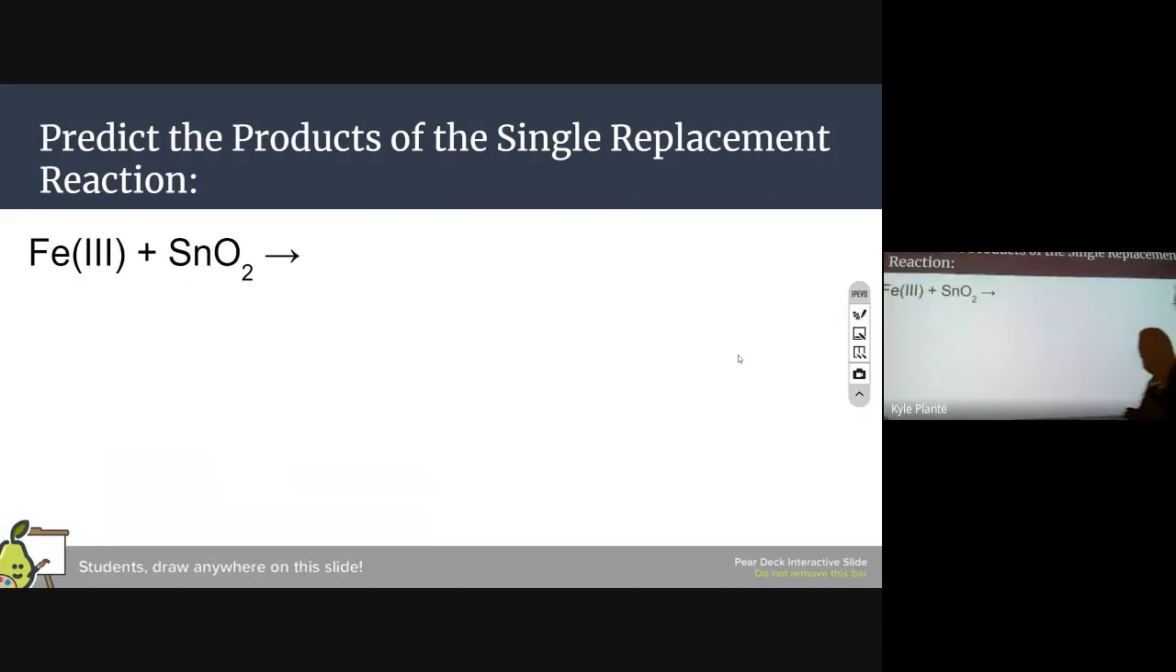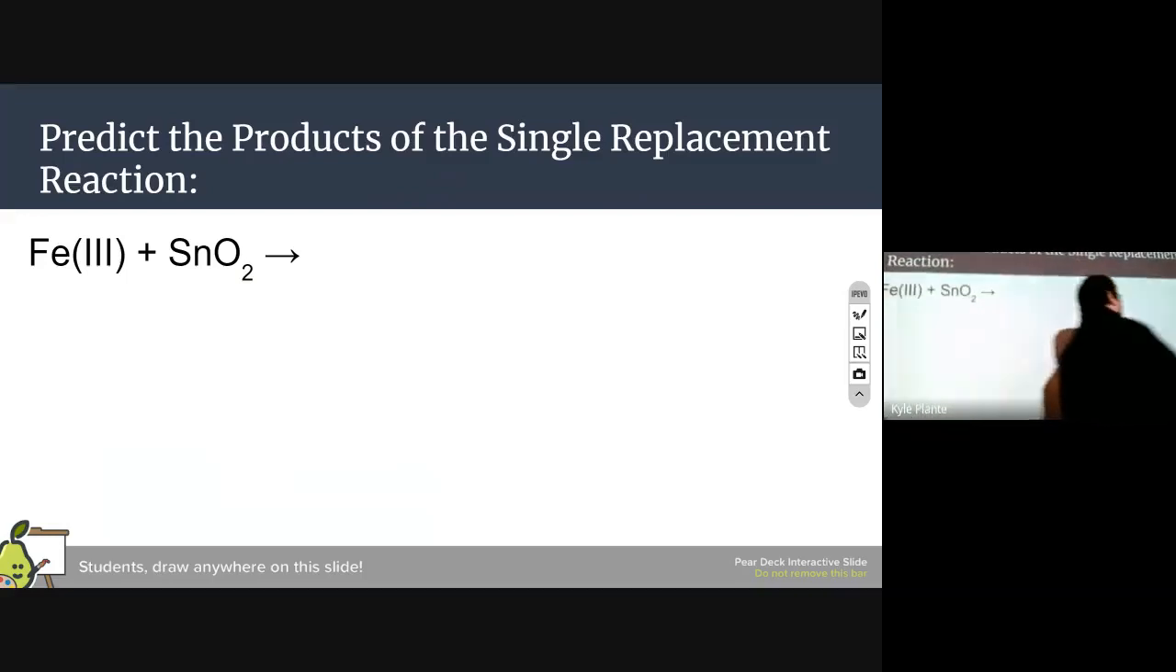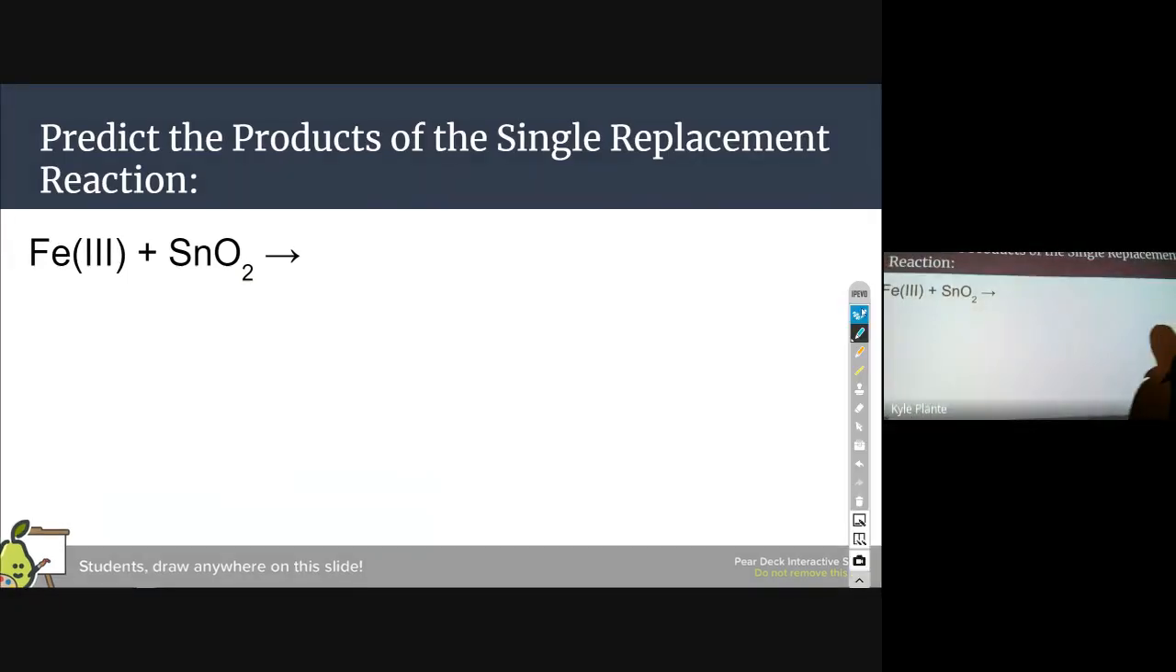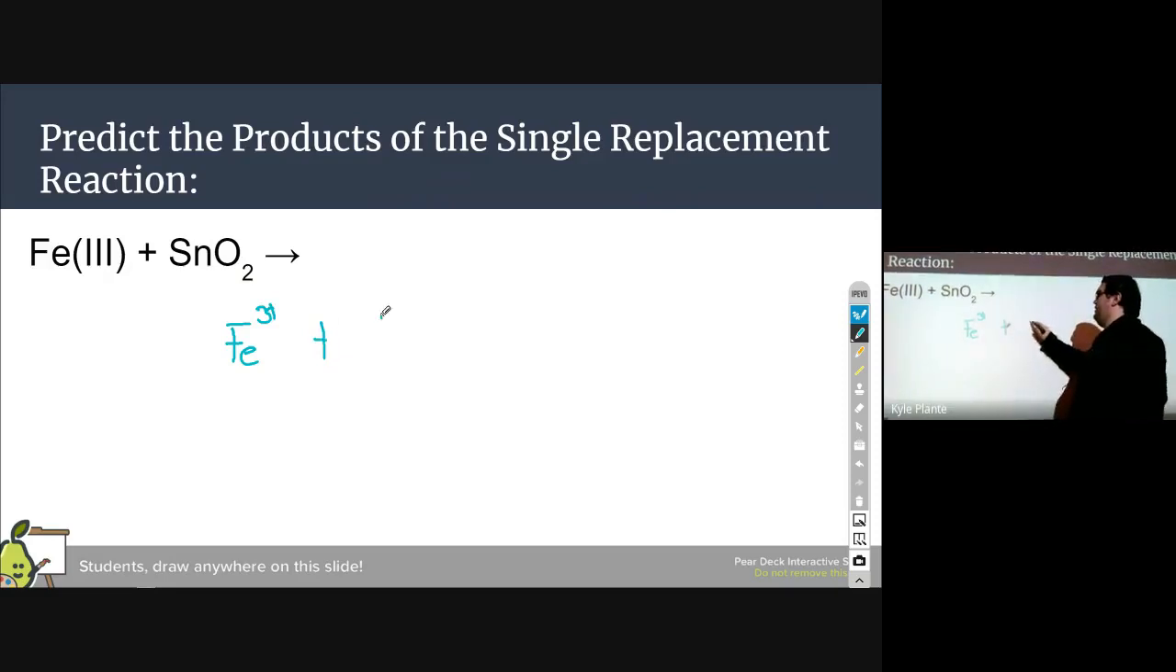Next, we have iron 3 and tin oxide. So, for this one, we know that we have iron, and it's our +3 ion, and we have tin oxide. We know oxygen is a -2, there's 2 of them, so we have -4 overall charge, which means tin has to have a +4 charge on it.